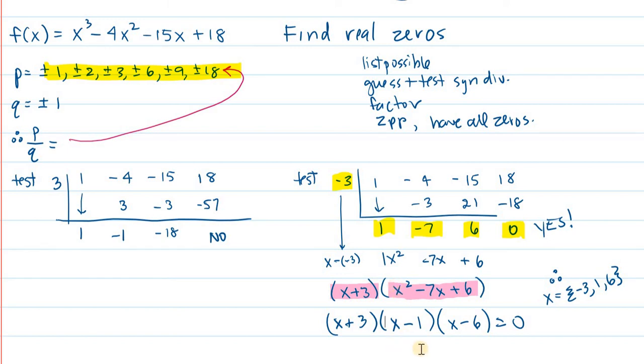I can then factor that using general factoring. Factors of 6 that combine to give me 7 are negative 1 and negative 6. So those are my 3 factors. And then I use my zero product property in order to find the solutions. So this is my final answer. These are the real solutions, the real zeros for that polynomial.